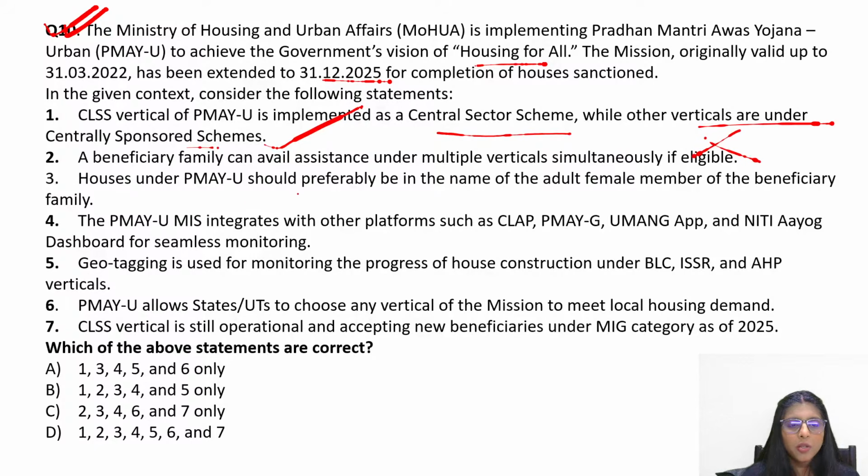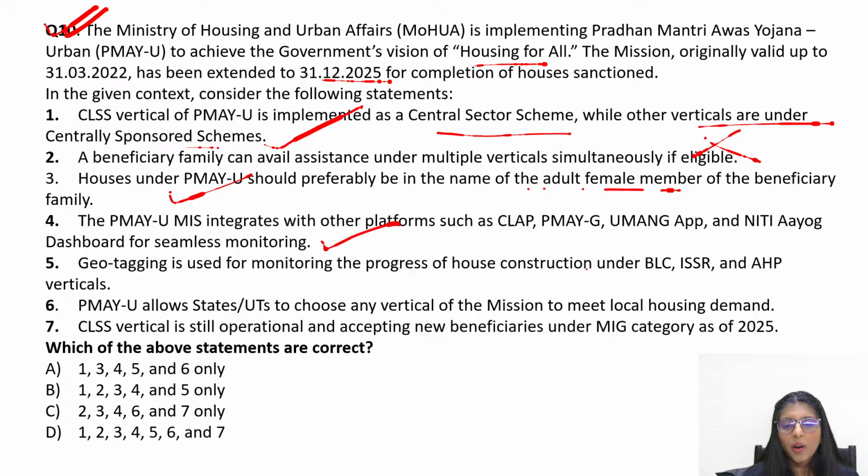House under Pradhan Mantri Awas Yojana Urban should preferably be in the name of adult female member of the beneficiary family. Yes, correct. The Pradhan Mantri Awas Yojana Urban MIS is integrated with other platforms such as CLAP, Pradhan Mantri Awas Yojana G, Umang app, and Niti Aayog dashboard for seamless monitoring. Yes, correct. Geotagging is used for monitoring the progress of house construction under BLC, ISSR, AHP verticals. Yes.